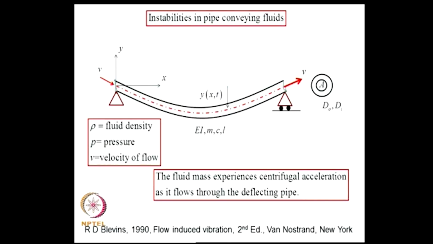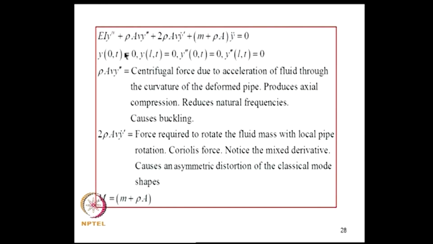Without getting into the fluid mechanics arguments, I will present the governing field equation and explain what the terms mean. So, we have EI y'''' + rho A v^2 y'' + 2 rho A v y-dot prime + (m + rho A) y double dot = 0. This is the boundary condition for a simply supported beam. This is the flexural rigidity term coming from flexure of the beam. This is the inertial term; m is the mass per unit length of the beam and this is the mass per unit length of the fluid. So, these two terms are the new terms. If there was no flow, we would omit these two terms and write the equation.